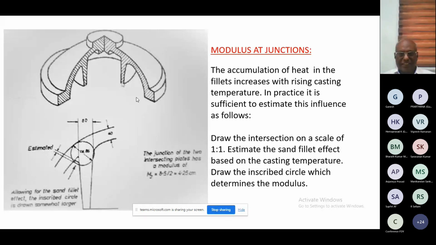Draw the intersection on a scale of 1:1. Estimate the sand fillet effect based on the casting temperature. Draw the inscribed circle which determines the modulus. It is removed in this case. Here it is removed, and an inscribed circle is made. The circle is slightly larger than the junction area, allowing for the heat effect, the temperature effect at the fillet.